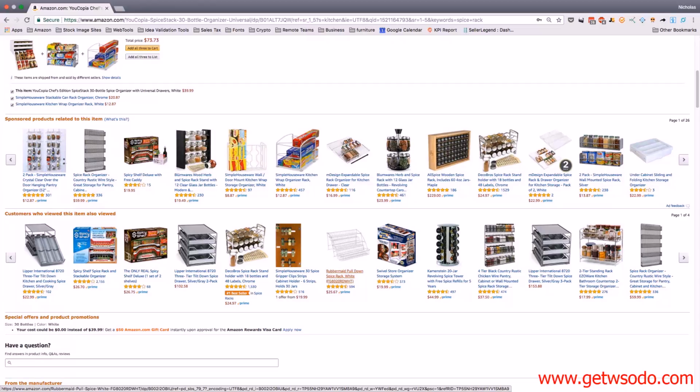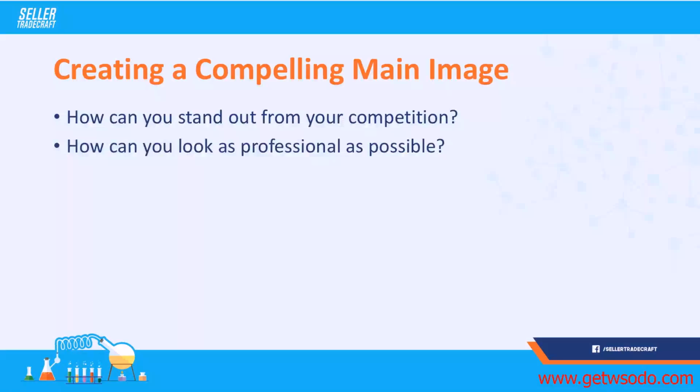So I highly recommend doing props, and I highly recommend researching your competition and looking at how they're merchandising or how they're taking photography for their main image. And I also highly recommend that you take a variety of different main images so you can constantly A/B test which ones are successful and which ones are not. So having a compelling main image is really all about how you can stand out from your competition and how you can look as professional as possible.